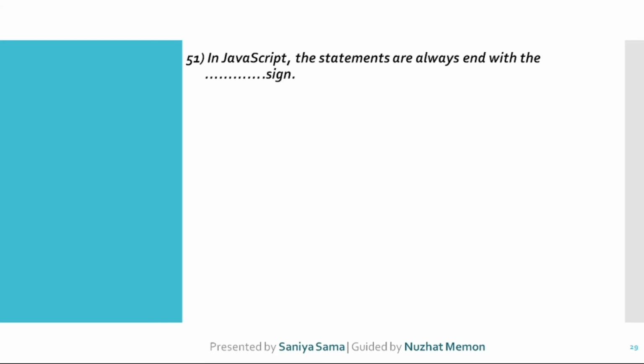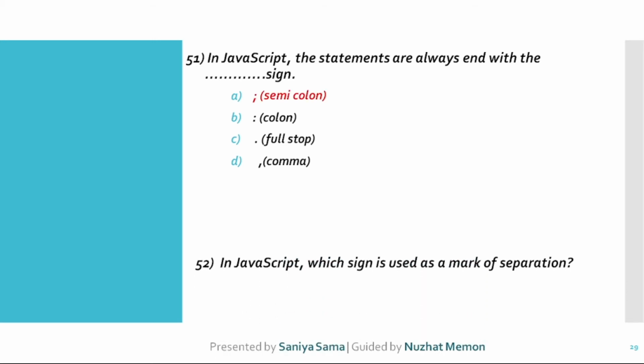51. In JavaScript, the statements are always end with the dash sign. Option A semicolon, option B colon, option C full stop, option D comma. The answer is semicolon.